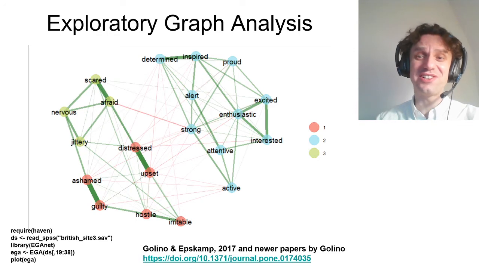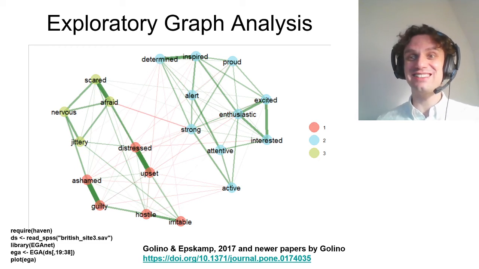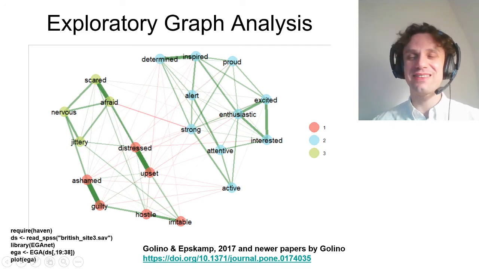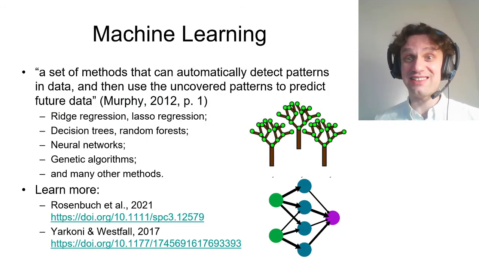Slightly different versions of these are also called network psychometrics. This is a very new method, only appeared a couple of years ago, and there are some nice papers on this by Hector Galino and Sasha Epskamp, very interesting authors. And of course, there is a whole bunch of methods that are jointly called machine learning methods.